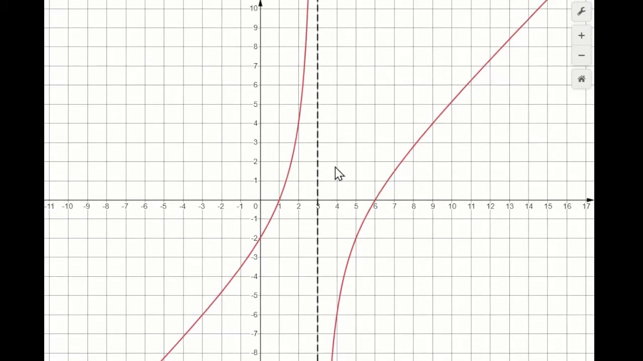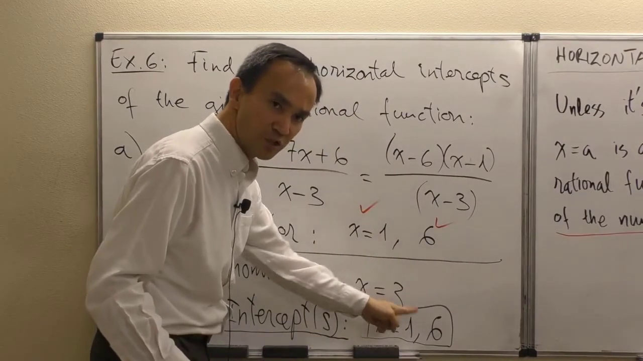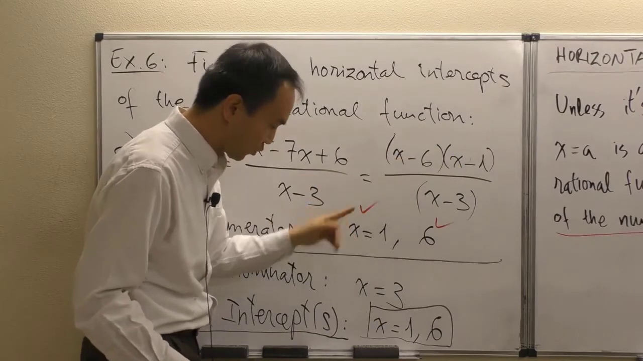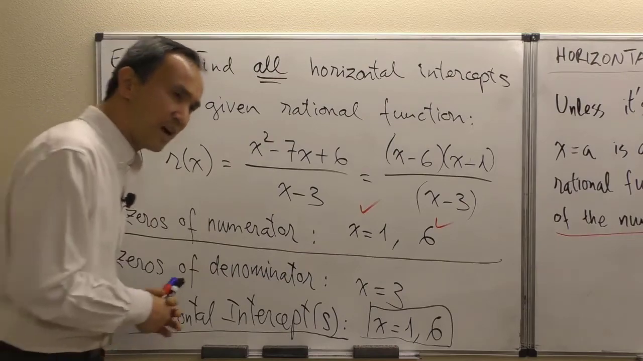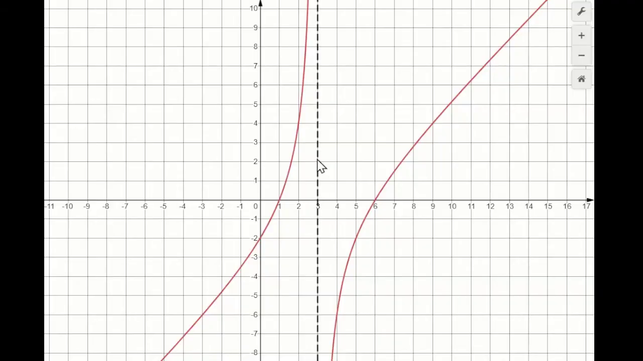Our purpose for looking at the graph here is to confirm the results we found on the board earlier, that x equals 1 and x equals 6 are the 2 places on the horizontal axis where we have horizontal intercepts. You already saw that on the graph. Now let's look at that one more time. Yes, the graph is going through the horizontal axis at x equals 1 right here, and let me pop in that point.